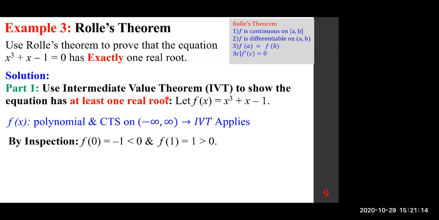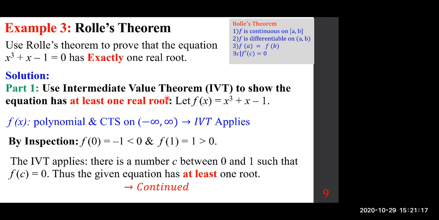And so the IVT applies. Why is that? Because it's a continuous function from negative infinity to infinity, therefore it's continuous from 0 to 1. So in other words, now we are looking at the interval of 0 to 1. Why 0 to 1? Because 0 gave you a negative value and 1 gave you a positive value, so from 0 to 1.